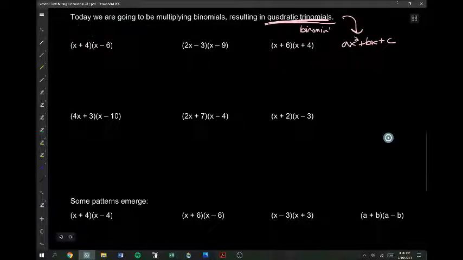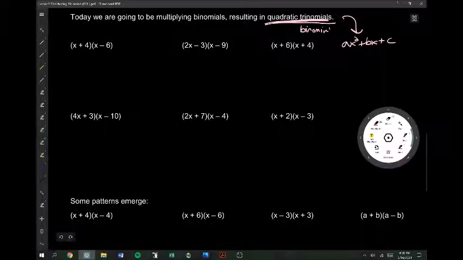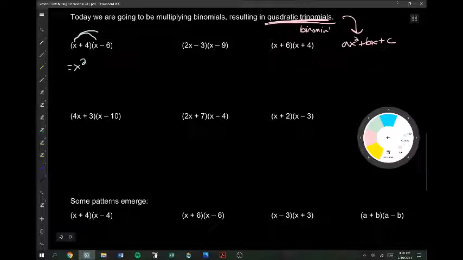Now the first couple I'll do very slowly, and I'll start getting faster. And if you need to slow me down by pressing pause or going at half speed or something, you can. When you're multiplying binomials, each individual term in this parenthesis is going to multiply to each term in this parenthesis. So this x is going to multiply with this x to become x squared, and it's going to multiply with this -6 to become -6x. This 4 multiplies with this x, and this 4 with this -6.